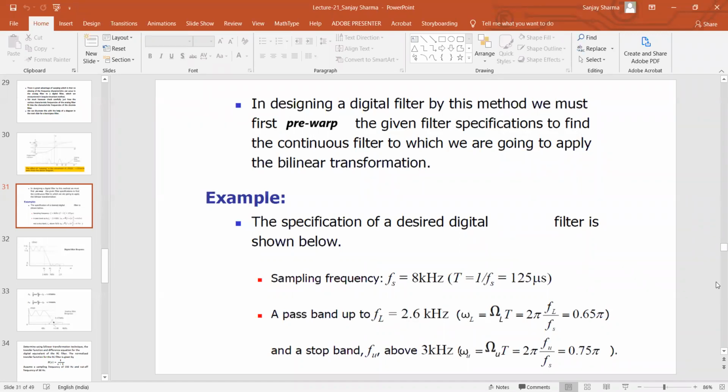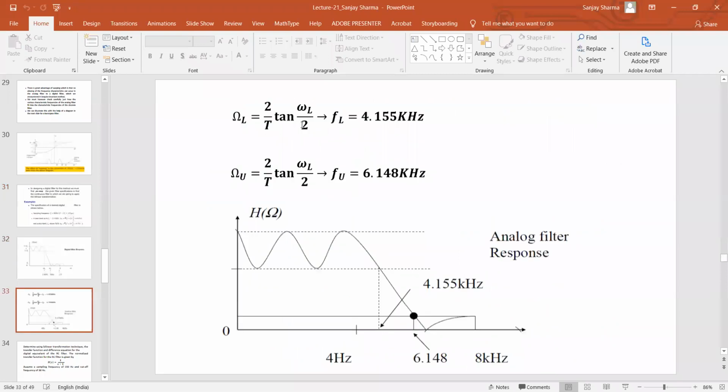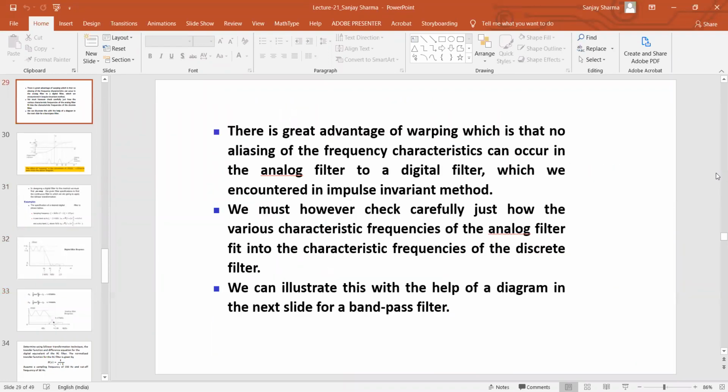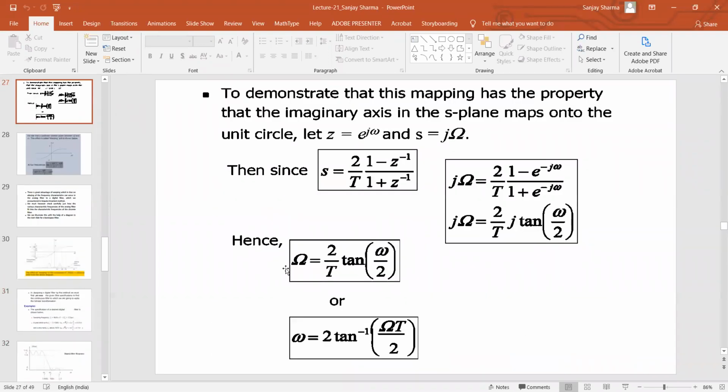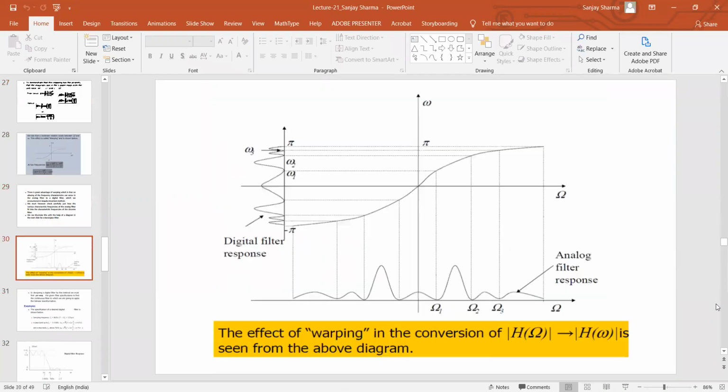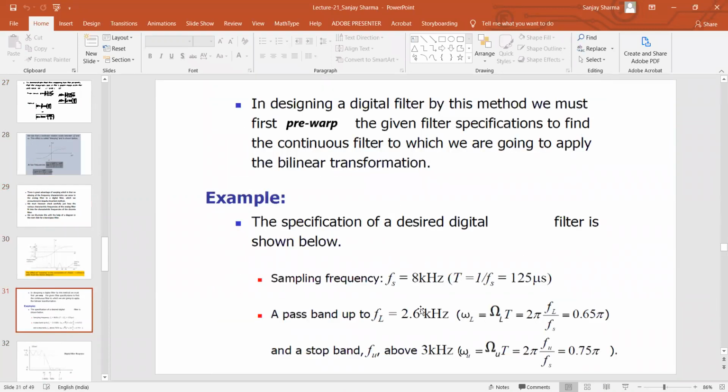Now, what should I use? I must use this formula. This analog frequency I must use, which is omega L. How to calculate it? 2 by T tangent of omega L by 2. This is the same formula which we derived. This is the formula. The analog frequency is related to the digital frequency. Let me explain you in detail.